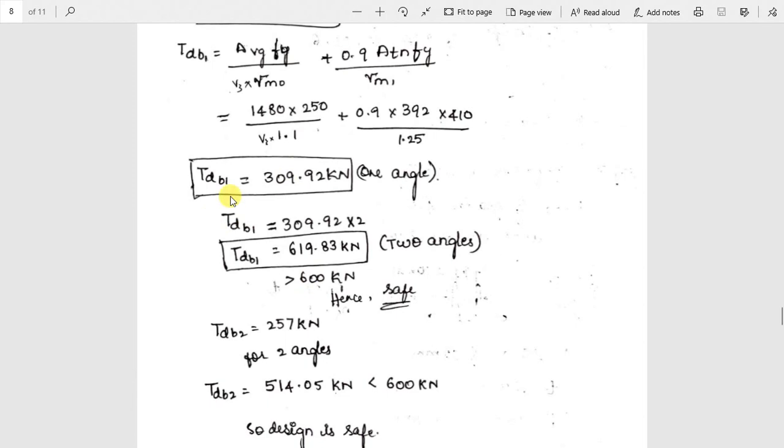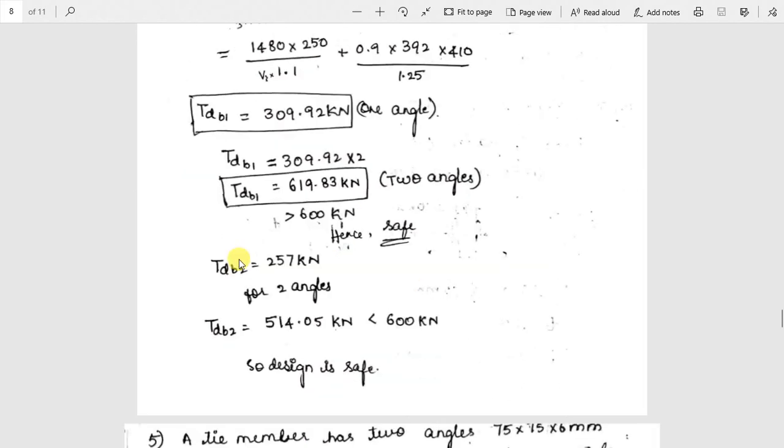Once again, these values are only for one angle. In order to get these values for two angles, you have to multiply by 2 or double it. So it is 619.83, greater than 600, hence it is safe. The other TDB value is also 257 for one angle, and for two angles you obviously have to get more than this value. So the design should be safe. Cross check this with this value.